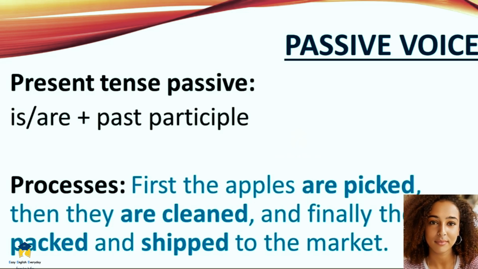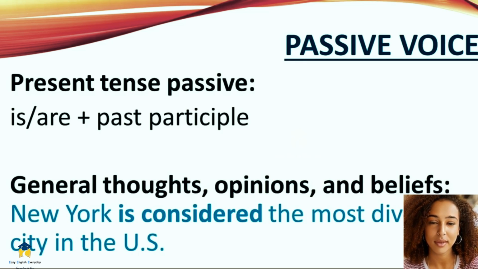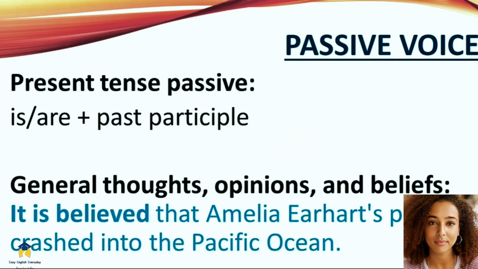We also use the present tense passive voice for general thoughts, opinions, and beliefs. For example, New York is considered the most diverse city in the U.S. It is believed that Amelia Earhart's plane crashed into the Pacific Ocean.